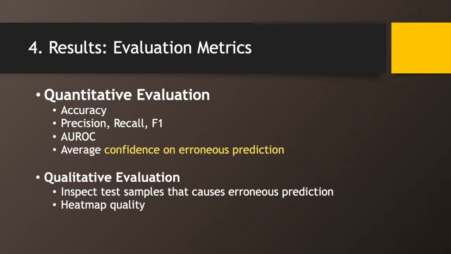On the other hand, if the model is very, very uncertain, very unconfident when making an erroneous prediction, that is a better model than the previous case. So we look at the average confidence on erroneous prediction as one metric as well. On the qualitative evaluation aspect, we manually inspect the test samples that cause these erroneous predictions. And we also look at the quality of the heat map produced by the model.